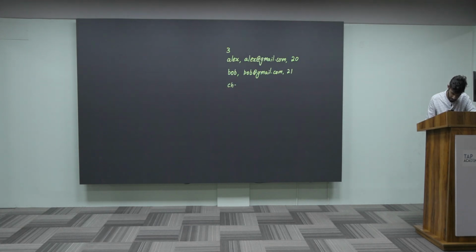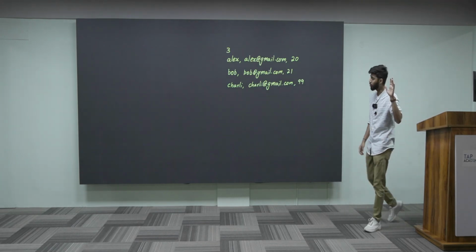Next one more, Charlie at gmail.com, and age is 99. So like this, he has given you 3 details.